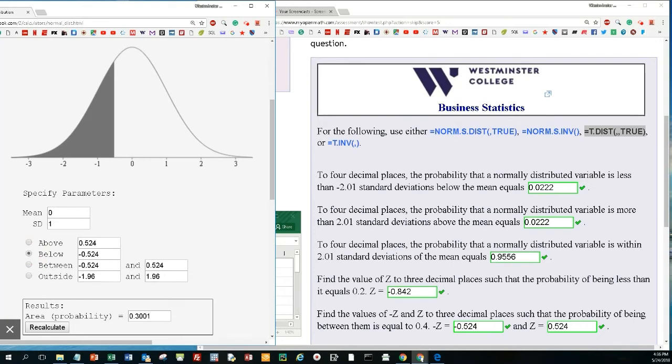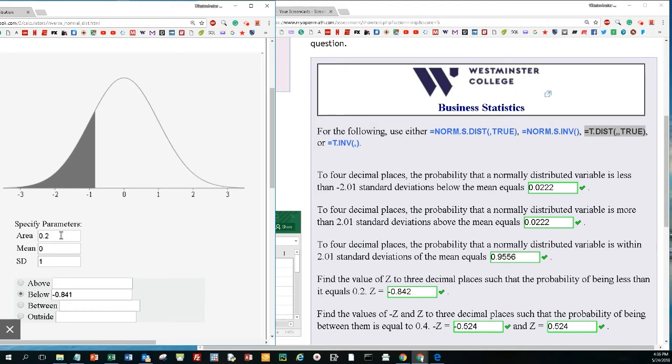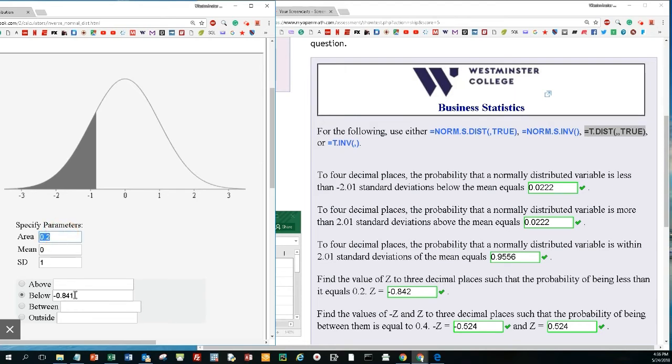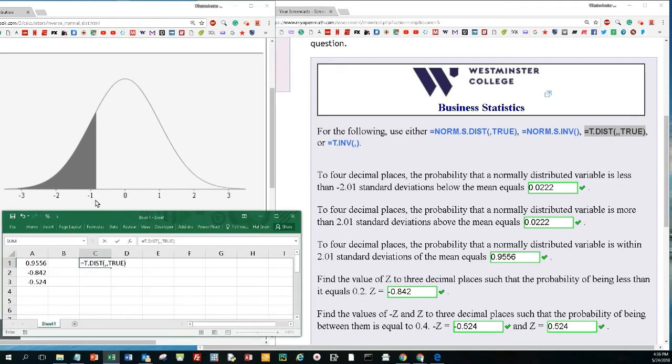And let's go over here. The area is 0.2, below negative 0.841. So when we do this in Excel, we should get something that's close to negative 0.841. So the probability is, whoop, I got the wrong one. We need to use t inverse.